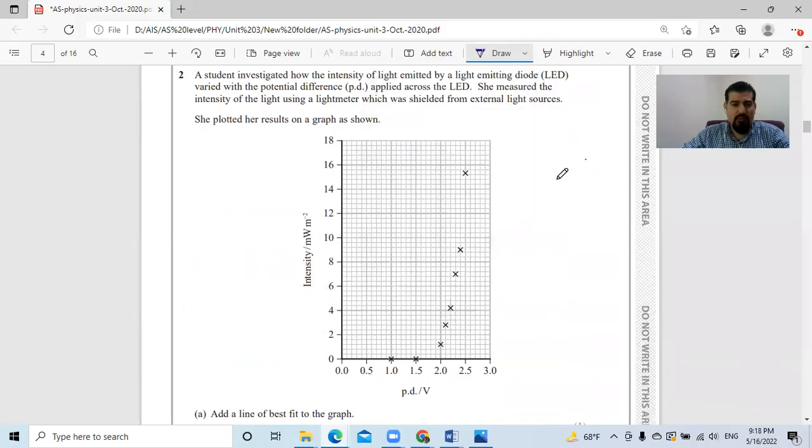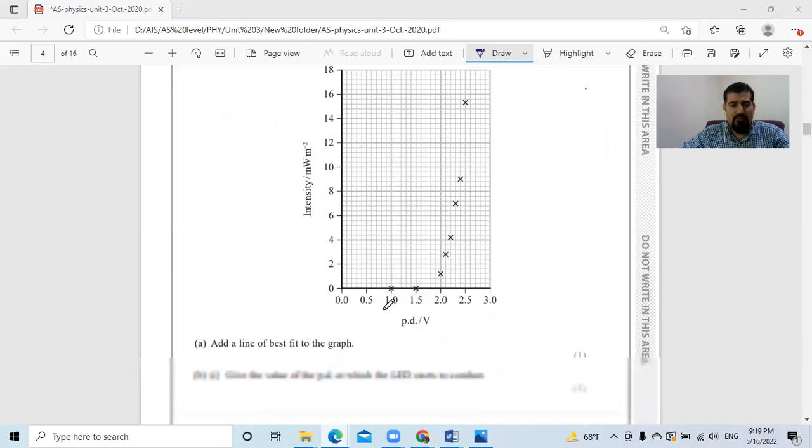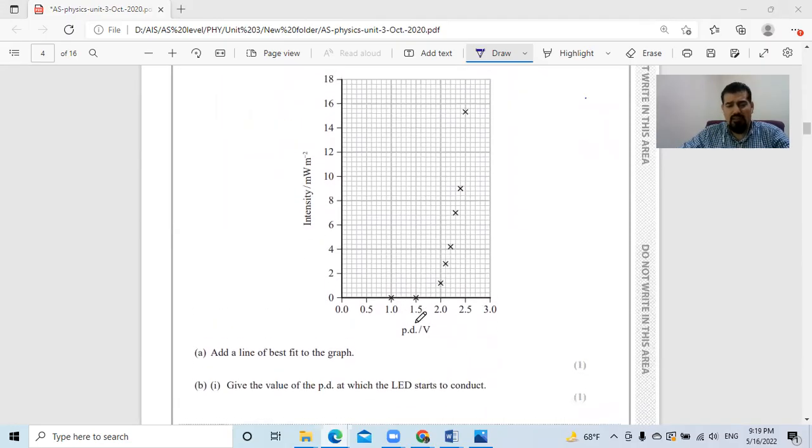Question number 2, what do we have? A student investigates how the intensity of light emitted by a light emitting diode, LED, varies with the potential difference, PD, applied across the LED. She measured the intensity of light using a light meter, which was shielded from external light sources. She plotted her results on the graph as shown, showing how much the light intensity was at different potential differences.